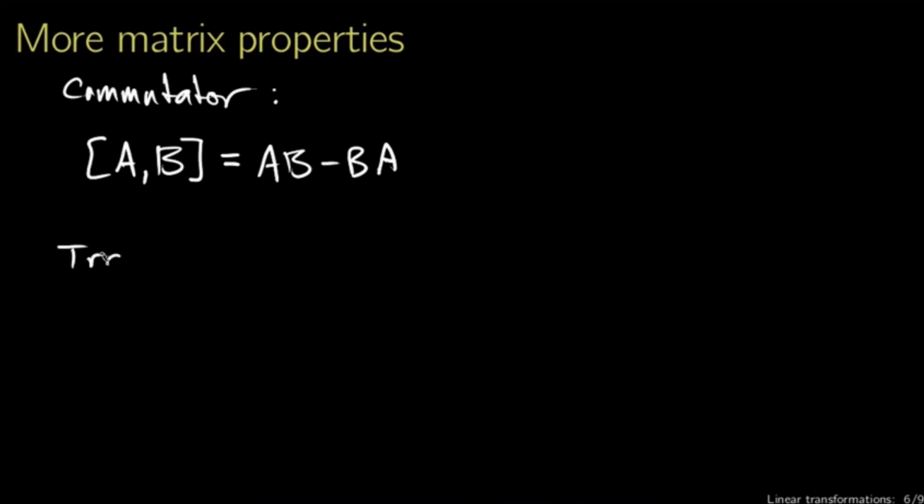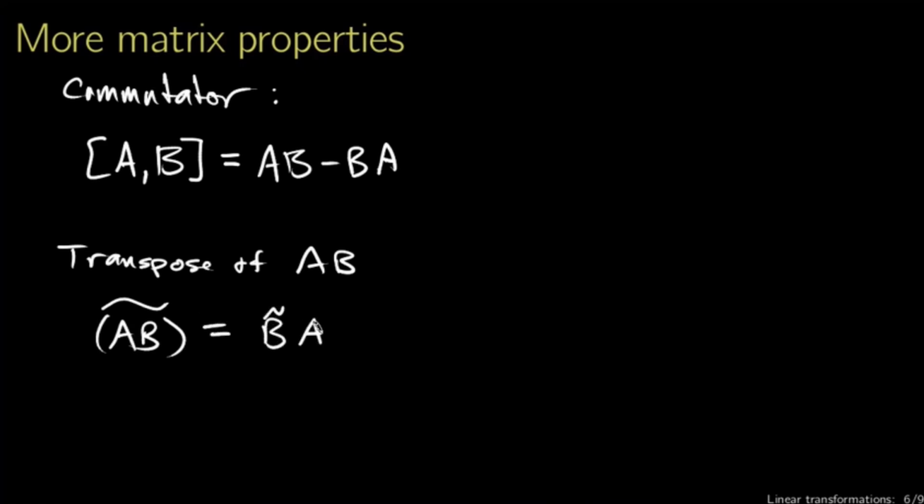We can take the transpose of a product, AB, and if I have the product AB transposed, that's equal to B transposed times A transposed. So the transpose of the product is the product of the transposes, but in the opposite order. This follows over to Hermitian conjugates as well. If I have a matrix product AB that I want to take the Hermitian conjugate of, I get the Hermitian conjugate of B multiplied by the Hermitian conjugate of A.